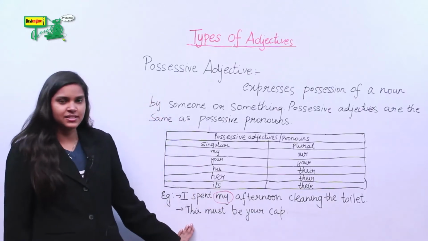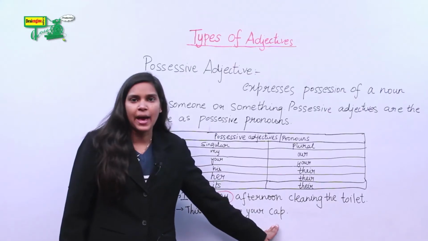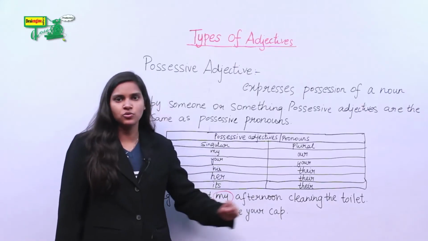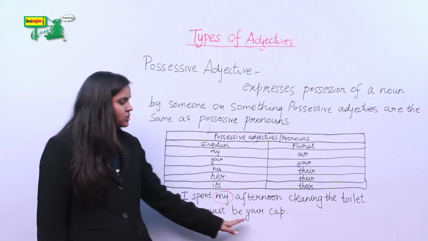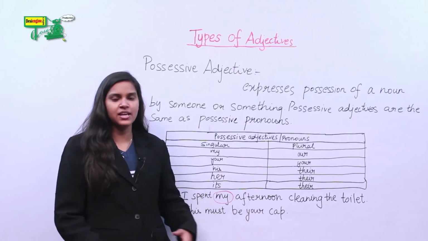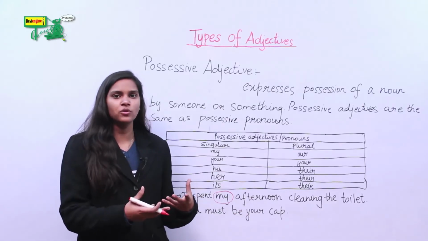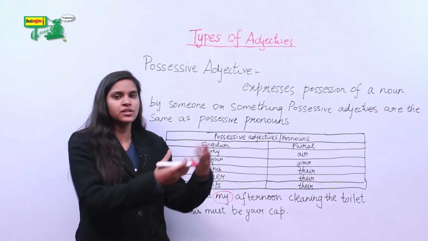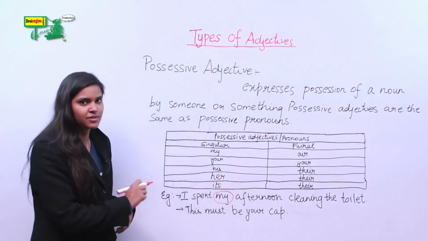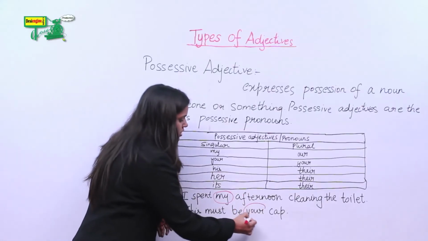Let's do another sentence. This must be your cap. Cap is our noun over here, and this shows ownership. When I say your cap, I am talking about the ownership belonging to someone else. That's why this is our possessive adjective, your.